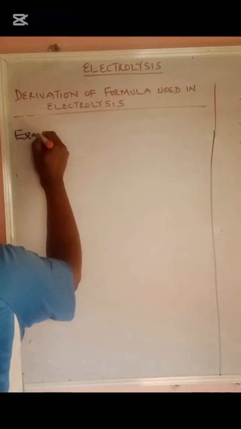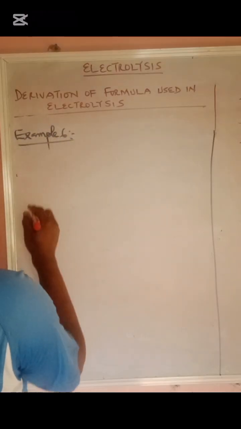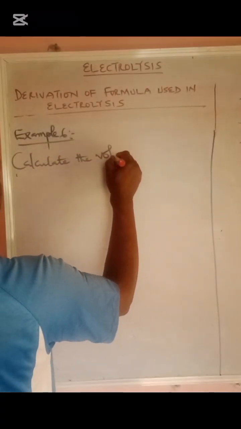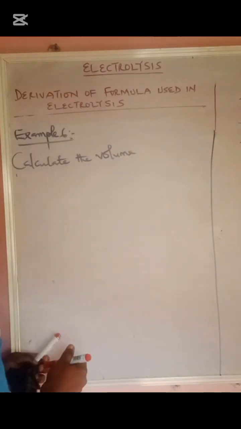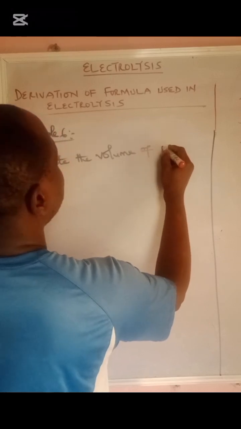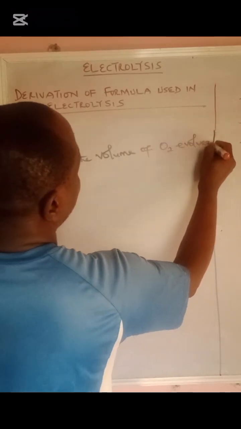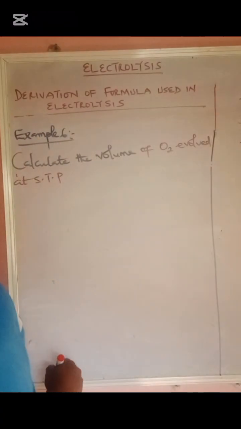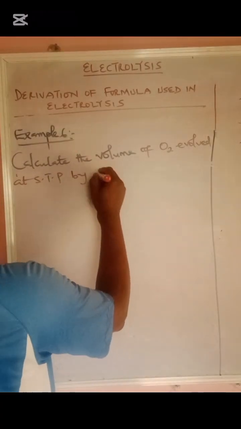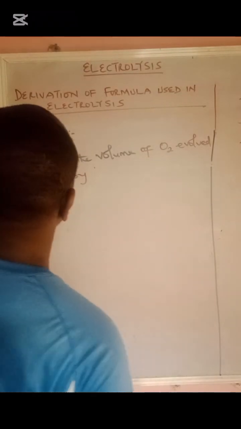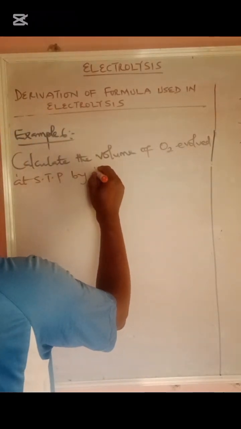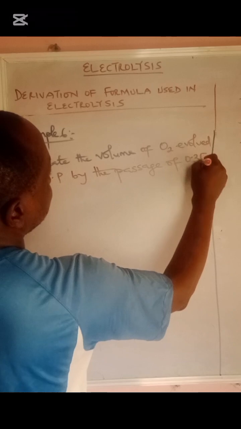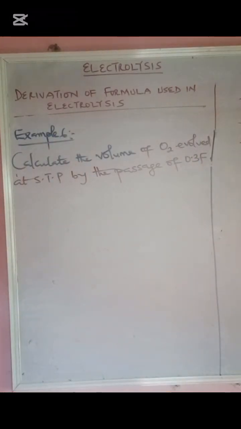Example 6. Calculate the volume of oxygen involved at STP by the passage of 0.3 Faraday. Calculate the volume of oxygen involved at STP.